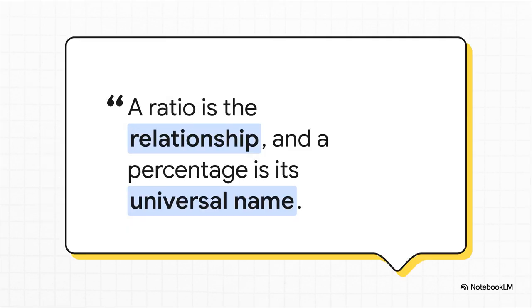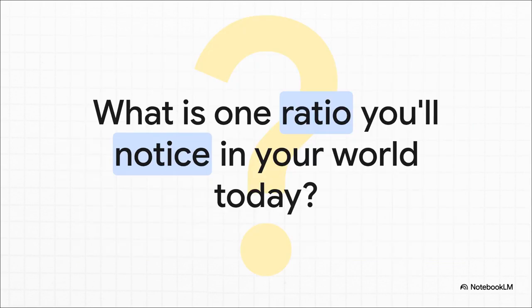So look, if you only remember one thing from all this, make it this. A ratio tells you the true relationship between two things. And a percentage, that's just the universal name we give that relationship so that anyone, anywhere can understand it in a heartbeat. Once you start looking for them, you will see these hidden relationships absolutely everywhere. In store discounts, in recipes, in the news, in sports stats. So my question to you is, what's the first ratio you're going to notice out in your world today?